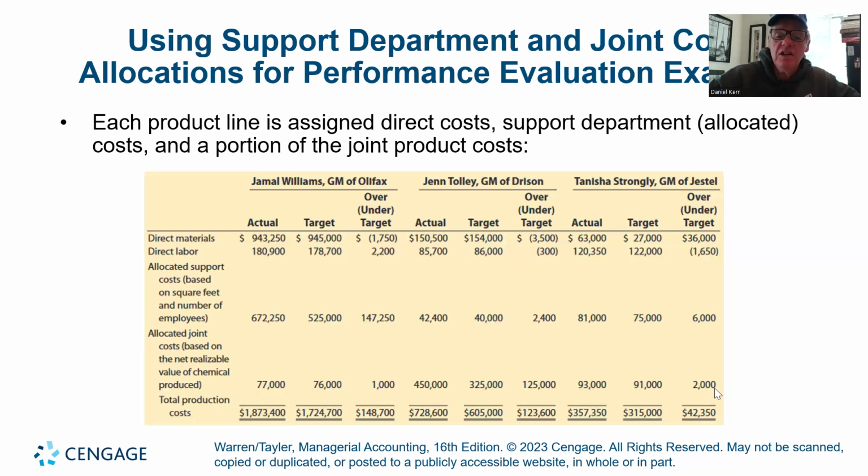So the point of that discussion is twofold. Don't just judge the performance of the manager on the basis of the total amount that they're over or under budget. Take a look at the costs that they control, and then take a look at those costs that may have been assigned to them that they may not have any direct influence over. Those would be the support department costs. Okay, so that's it for this chapter.